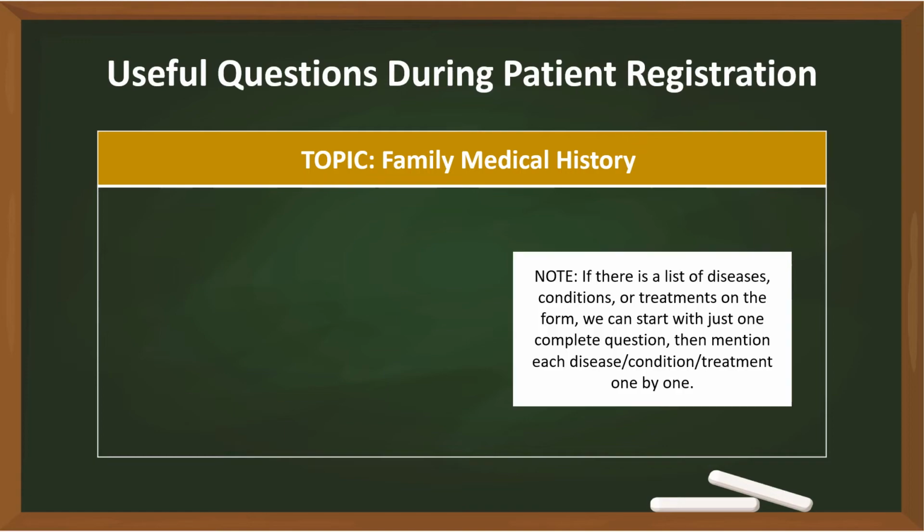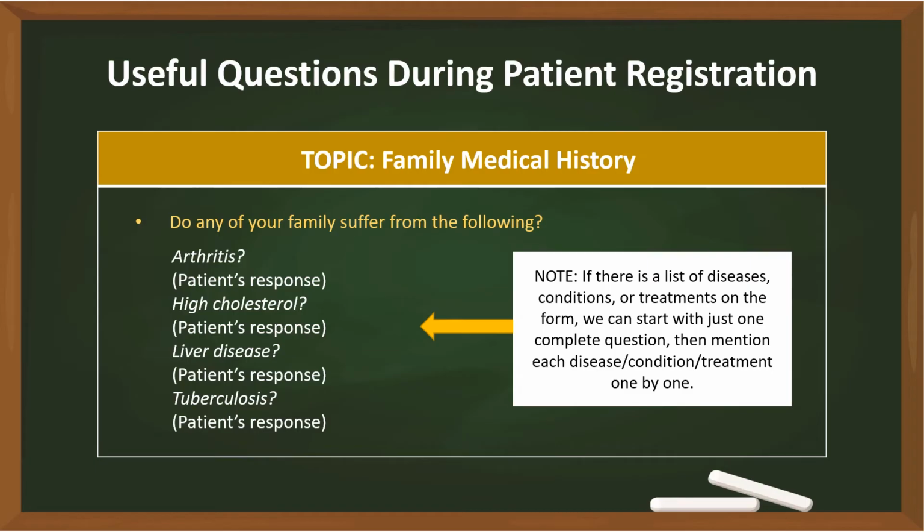Again, if there is a list of diseases, conditions, or treatments to ask about, we can start by asking just one complete question, then mention each item on the list one by one. We also wait for the patient's response to each item before we mention another. For example, do any of your family suffer from the following? Arthritis? High cholesterol? Liver disease? Tuberculosis?